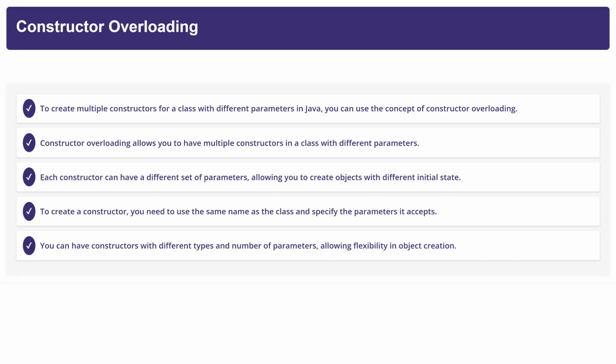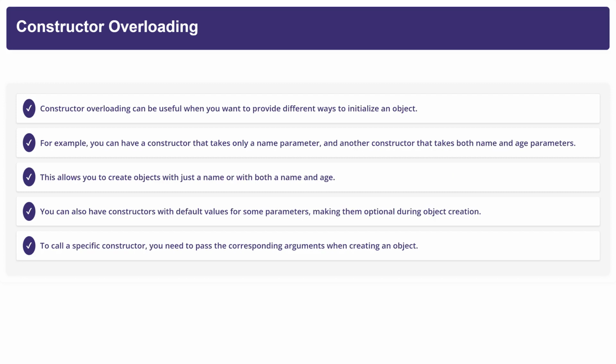In Java, you can create multiple constructors for a class with different parameters using constructor overloading. This concept allows you to have multiple constructors in a class, each with a different set of parameters. By using different types and number of parameters, you can create objects with different initial states. Constructor overloading is useful when you want to provide different ways to initialize an object.